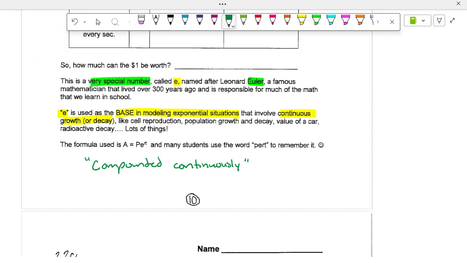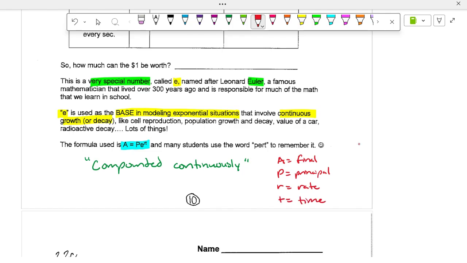All right, so we're still doing compound interest, but we're using compounding continuously. And this right here is the formula: A equals P E raised to the RT. Now, A is still your final amount, P is still your principal, R is still your rate, T is still your time.